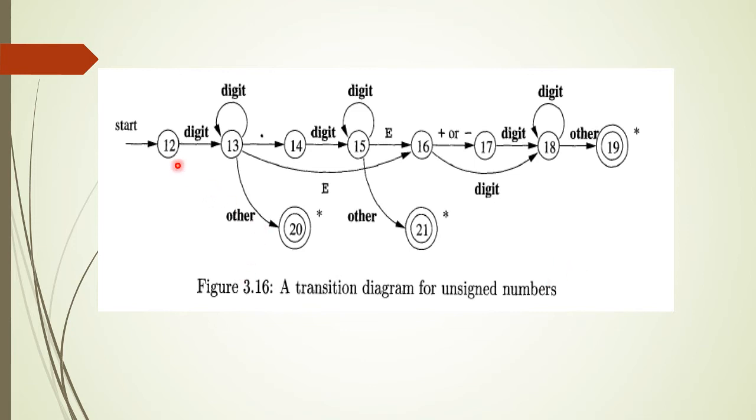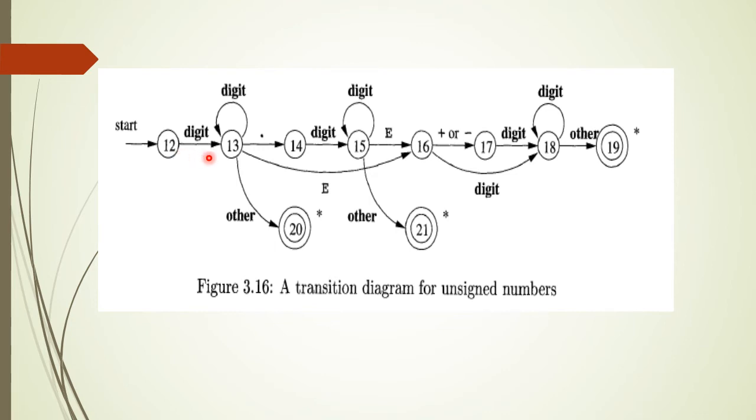So if it is a whole number, the states 12, 13 and 20 will be used. Suppose the unsigned number is 1, then it will start with state 12, read one digit, and go to state 13. Any other character will end up in the final state by retracting to the previous state. We will return it as a number, a whole number.